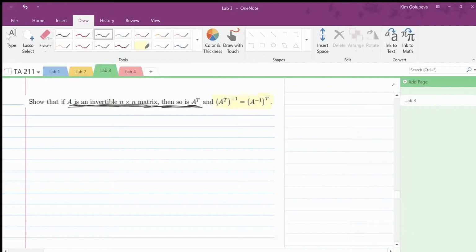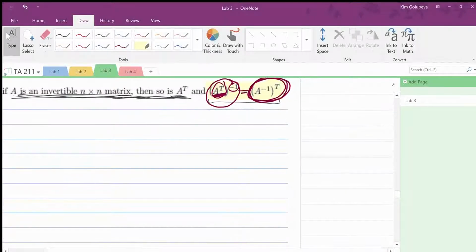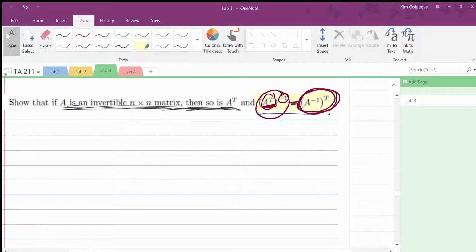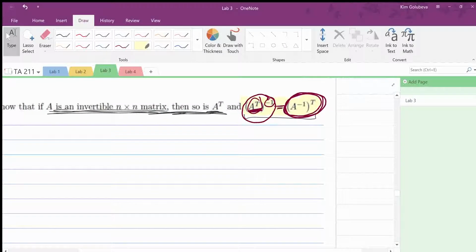And this property holds. So what does this property mean? This one is saying that the inverse of A transpose is equal to A inverse transposed. Okay, so what does this even mean? This just means that, for example, let's say I gave you the number 2.